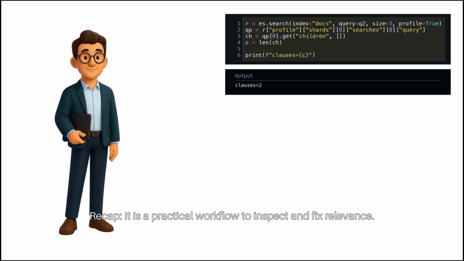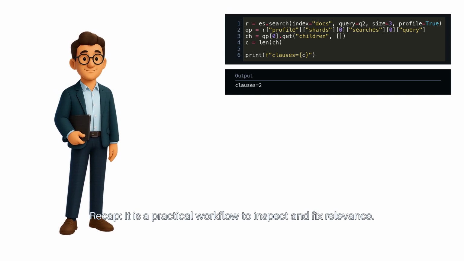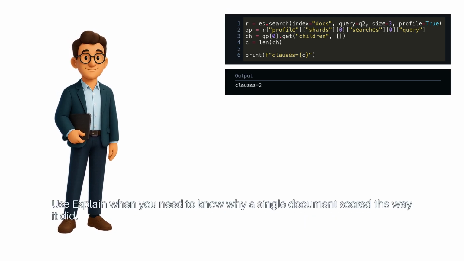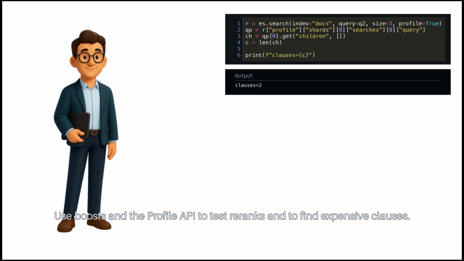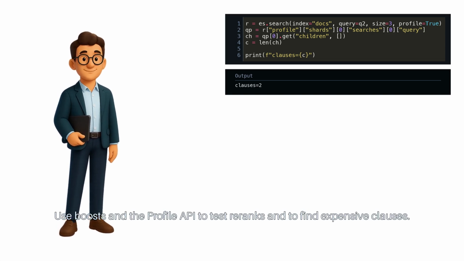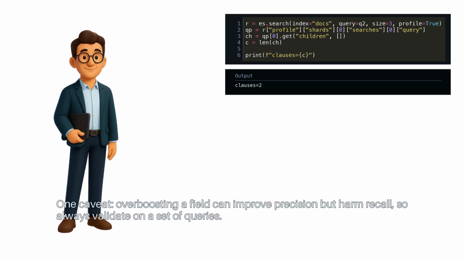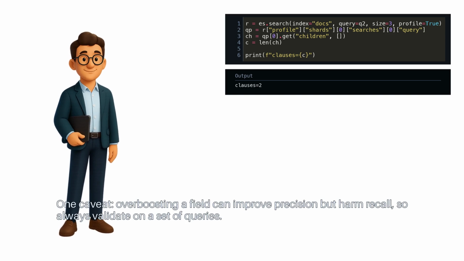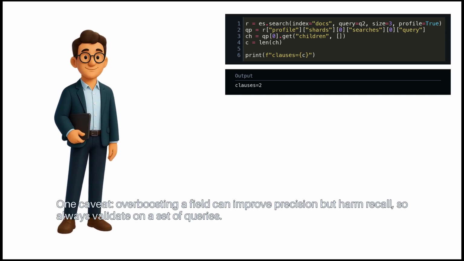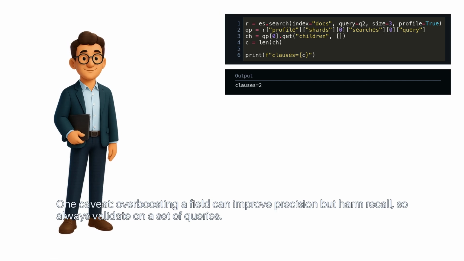Recap. It is a practical workflow to inspect and fix relevance. Use explain when you need to know why a single document scored the way it did. Use boosts and the profile API to test re-ranks and to find expensive clauses. One caveat. Overboosting a field can improve precision but harm recall, so always validate on a set of queries.